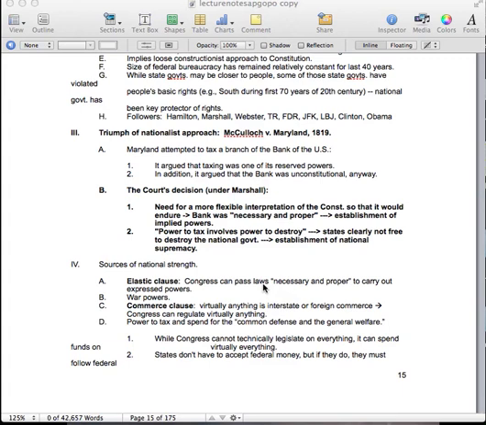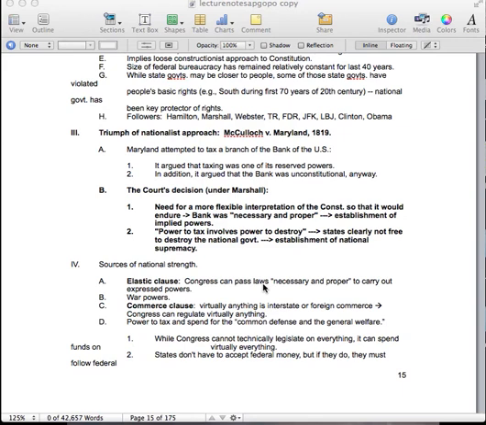The facts behind the case is Maryland attempted to tax a branch of the Bank of the United States. Well, again, Maryland's a state. The United States has a bank. They're nationalists. So the state is trying to tax the national government. Their argument is that taxing was one of the reserved powers for the states. And they argued the bank was unconstitutional because it was not stated in the enumerated powers that they had the right to do certain things.